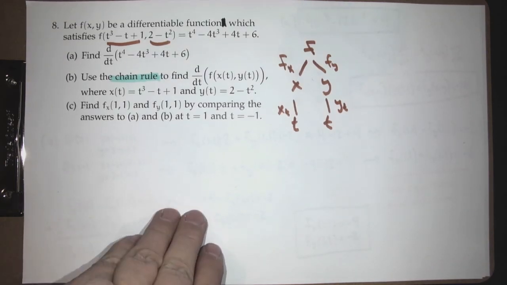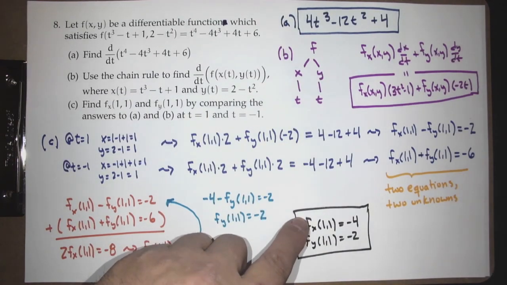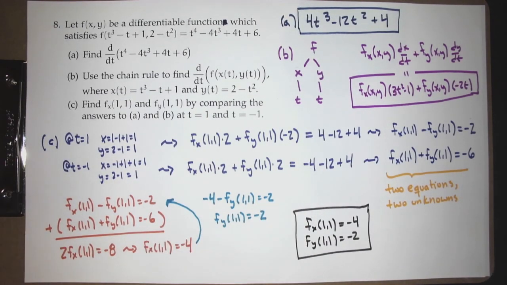-4? Good. That's right. Fx at (1, 1) is -4. Fy at (1, 1) is -2. Now you might say, can we say anything else about the derivatives of f? And the answer is no. Literally, you can say nothing else about any derivative of f anywhere except at (1, 1), because we don't know what f is. We're just seeing a little tiny bit of f. And so since we don't know what f is, we can't make any conclusions about derivatives.